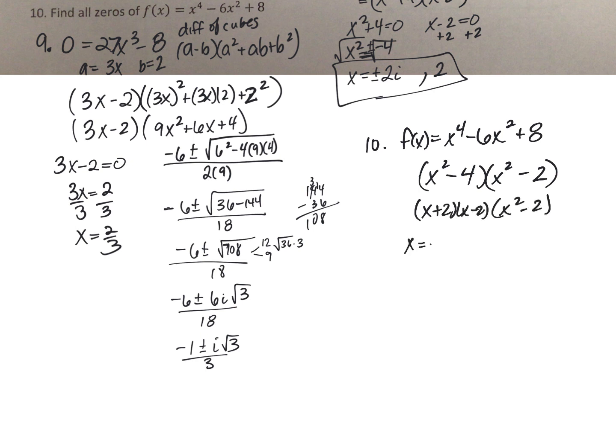So x equals negative 2, positive 2. And then we can solve x squared equals 2. Taking the square root, x equals plus or minus the square root of 2. So we have to simplify it all the way. It asks for all the zeros, and that means including the imaginary ones.